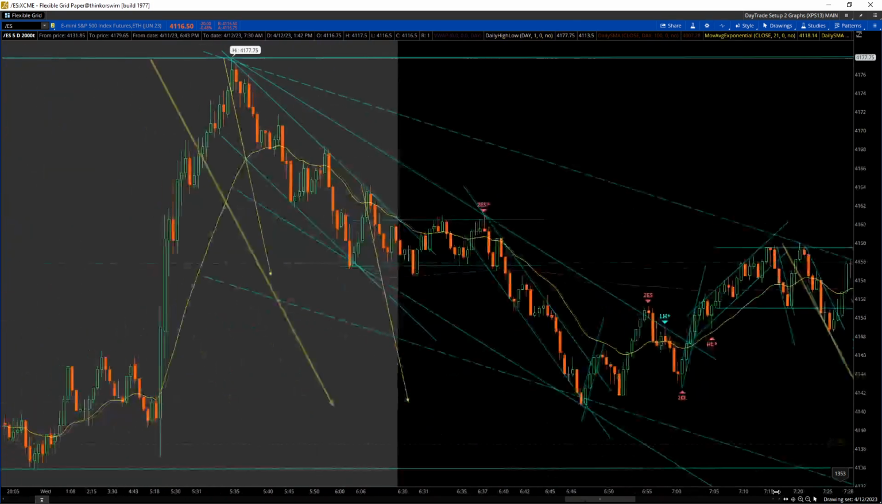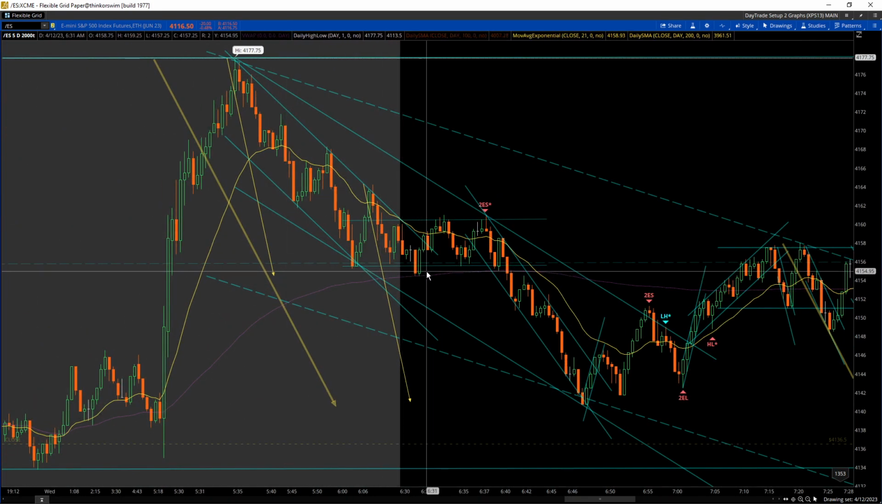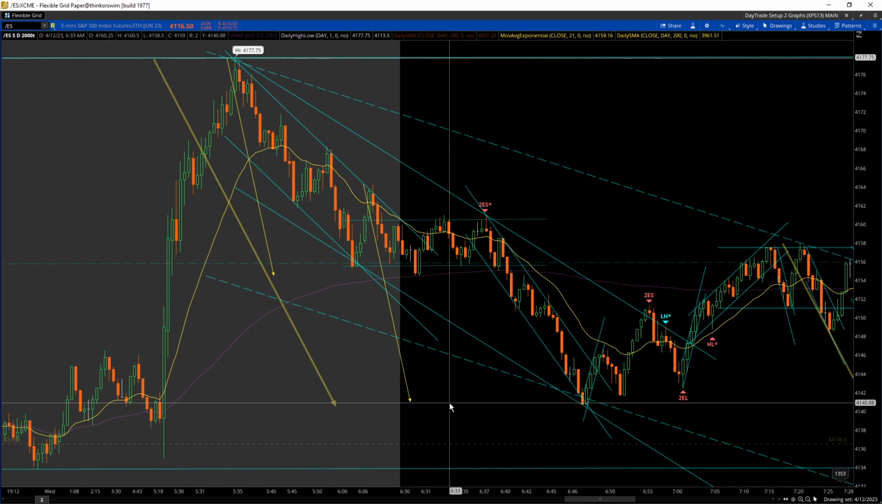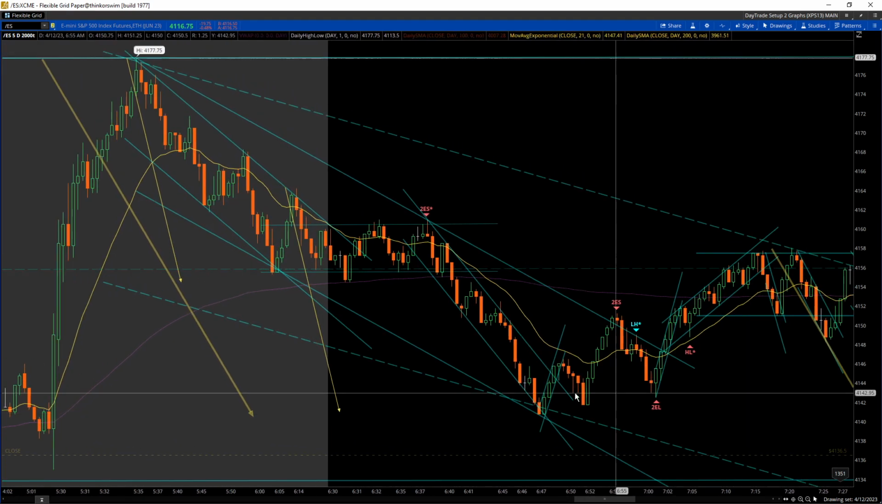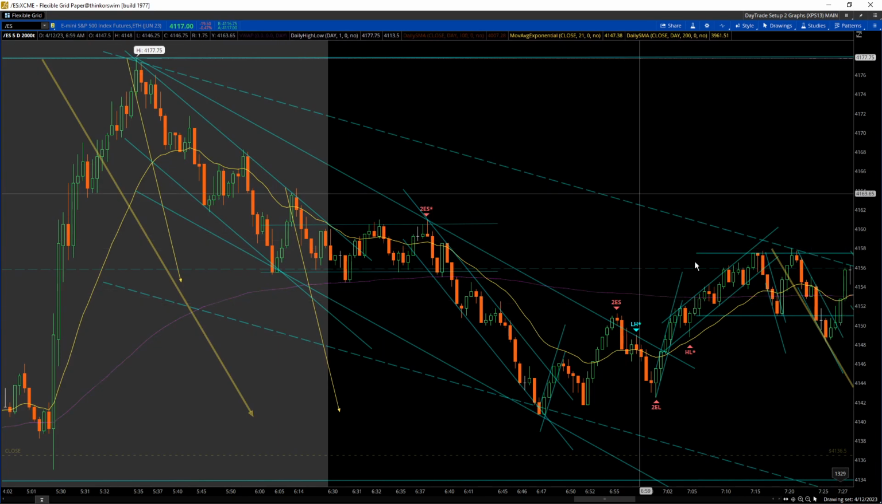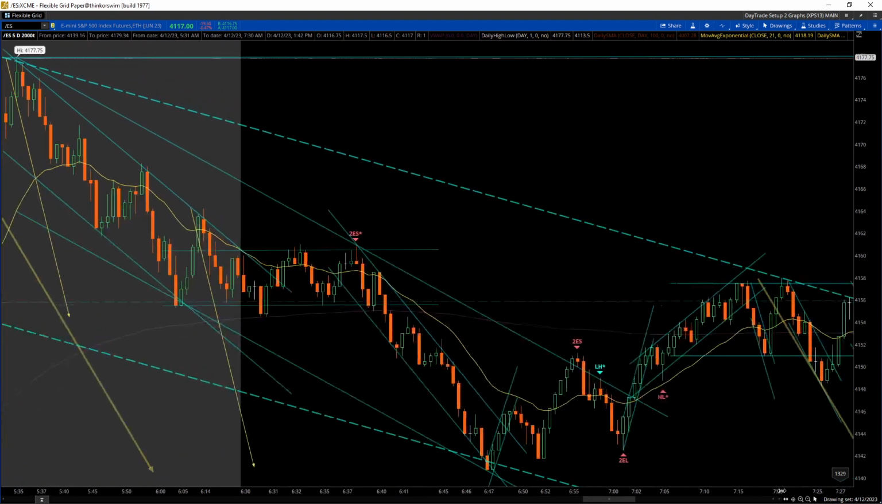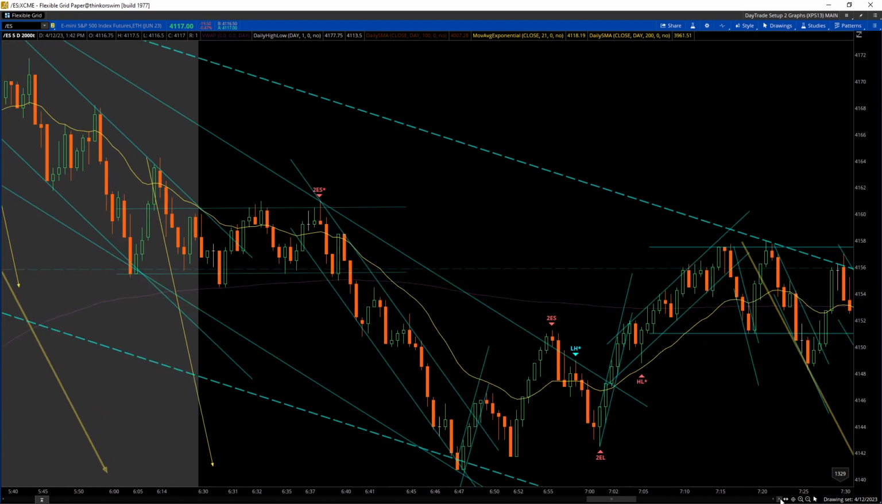Also, I want to point out that this measured move was completed. It came down to here, I drew this one, it came down and completed it right to the tick, and it's moving back up. So I'm thinking it might be in this larger trading range, and it might be chopping back and forth, potentially moving back up, but I don't know that yet.